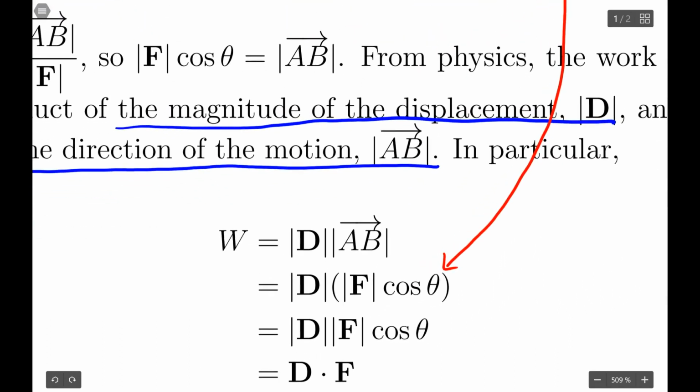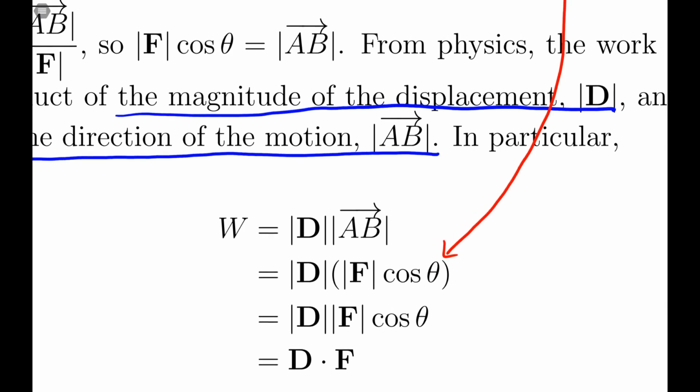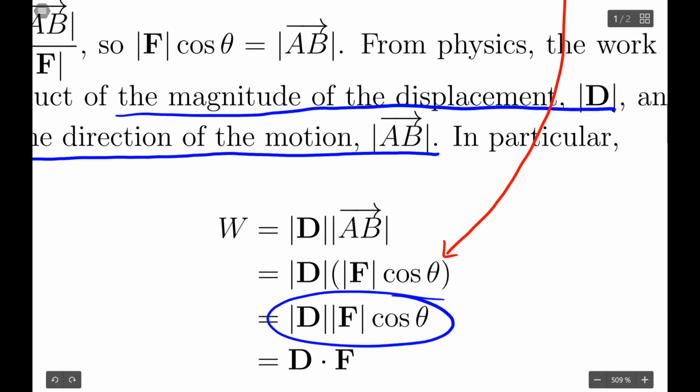These are now just numbers. The size of D is a number. The size of F is a number. Cosine of theta is a number, so we can use the associative property, and we can get rid of those parentheses. But this quantity is known to us. This is the dot product.